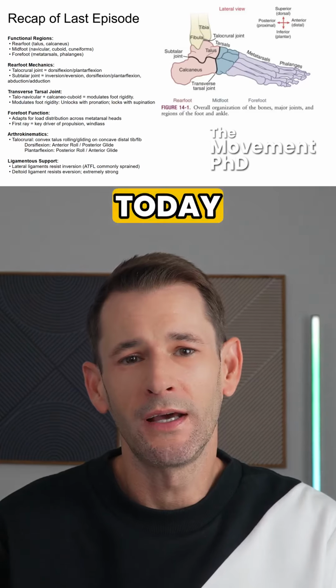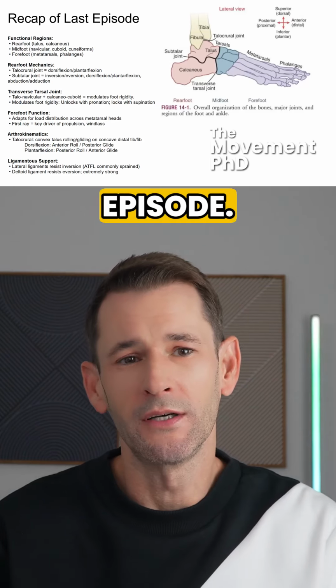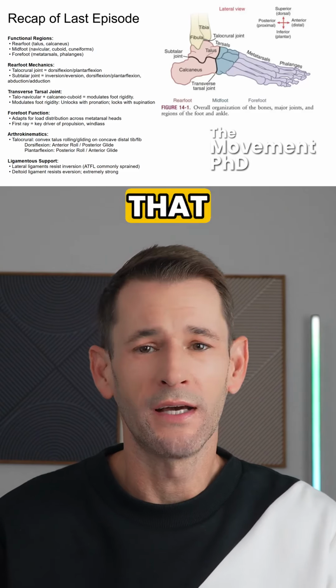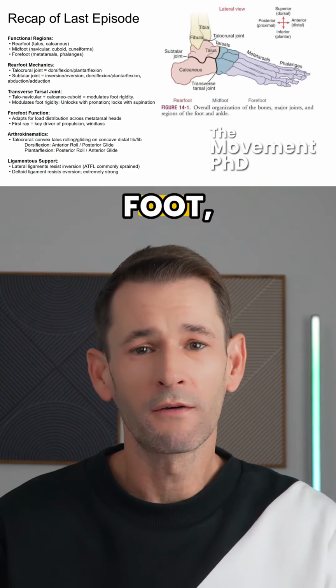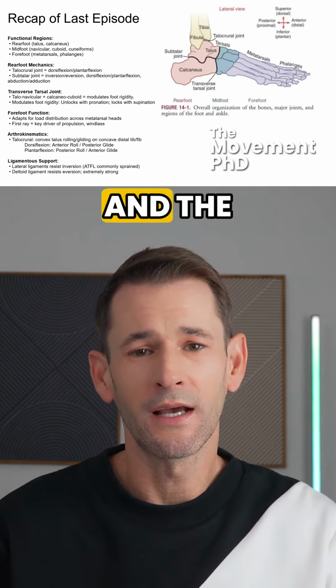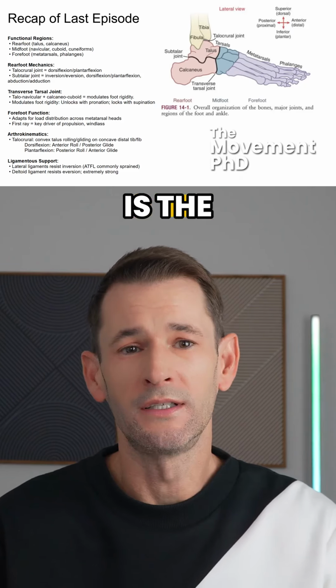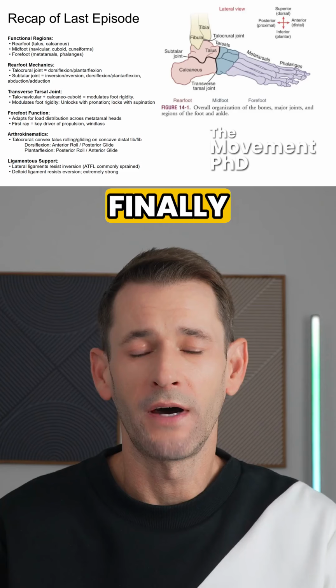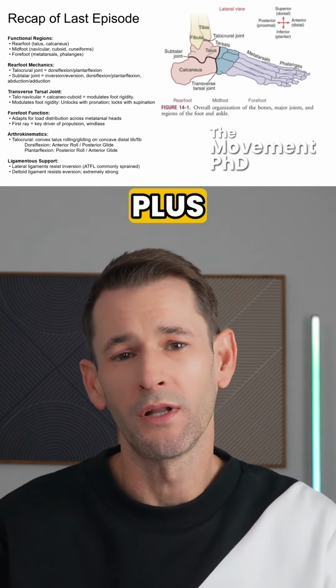Let's get started today with a recap of the last episode. So we first talked about the organization of the ankle foot. The ankle joint is the talocrural joint. The rear foot is the calcaneus and the talus. Our midfoot is the navicular, cuboid, and the cuneiforms. And finally, the forefoot: metatarsals plus phalanges.